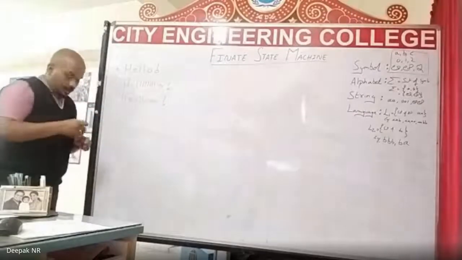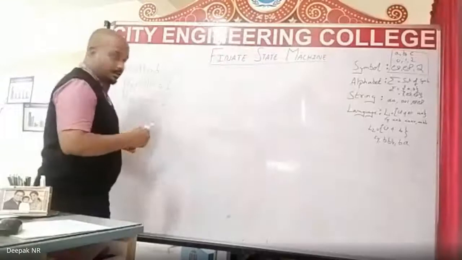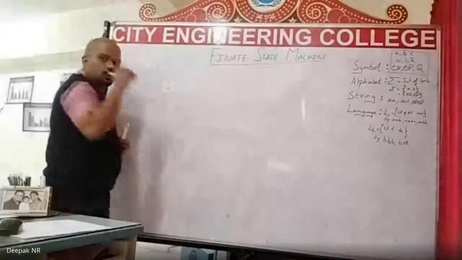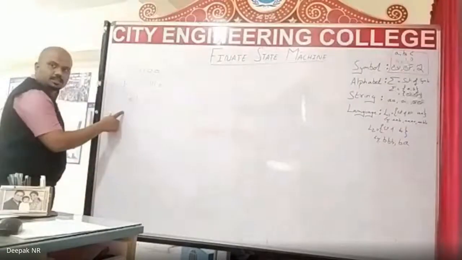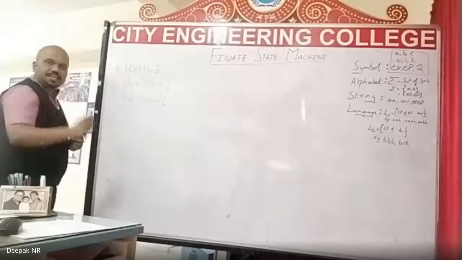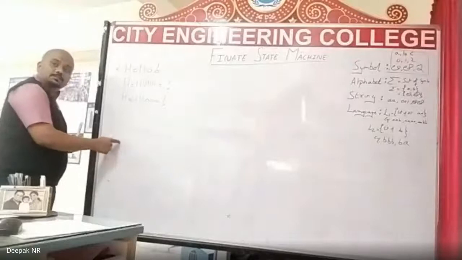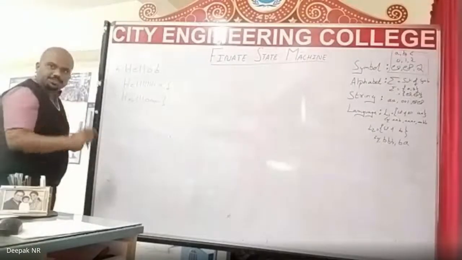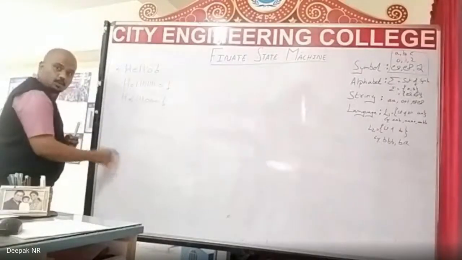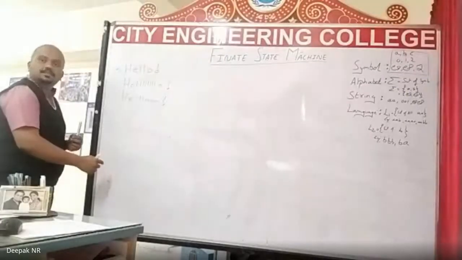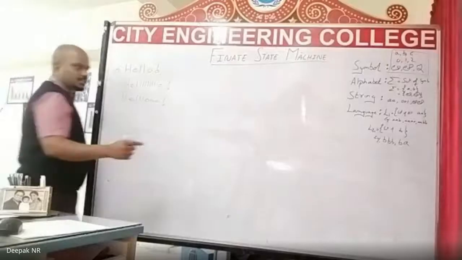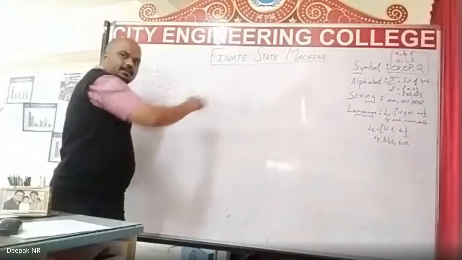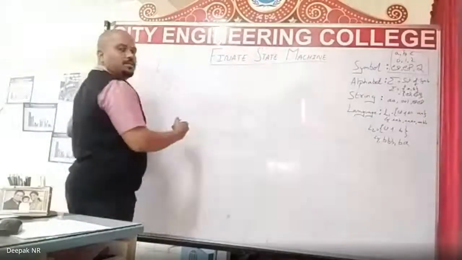Now let me write a diagram of it. First, I hope you remember the symbols that were used. A single circle is a state. An arrow with a symbol is a transition. A single circle with an arrow is the start state. A double circle represents a final state. Now I'll make use of these and write the diagram.